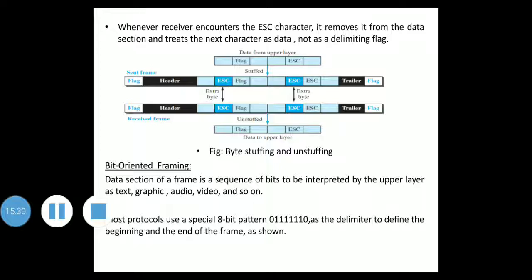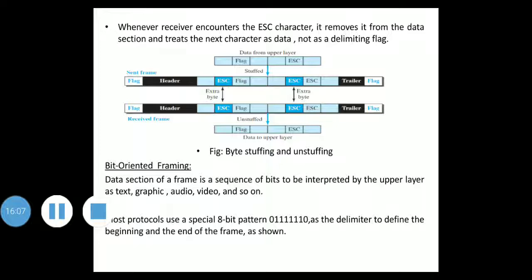Next, we'll discuss bit-oriented framing. In bit-oriented framing, the data section of a frame is a sequence of bits to be interpreted by the upper layer as text, graphic, audio, video, and so on. In addition to the header, and possibly a trailer, there is still a need for a delimiter to separate one frame from another.